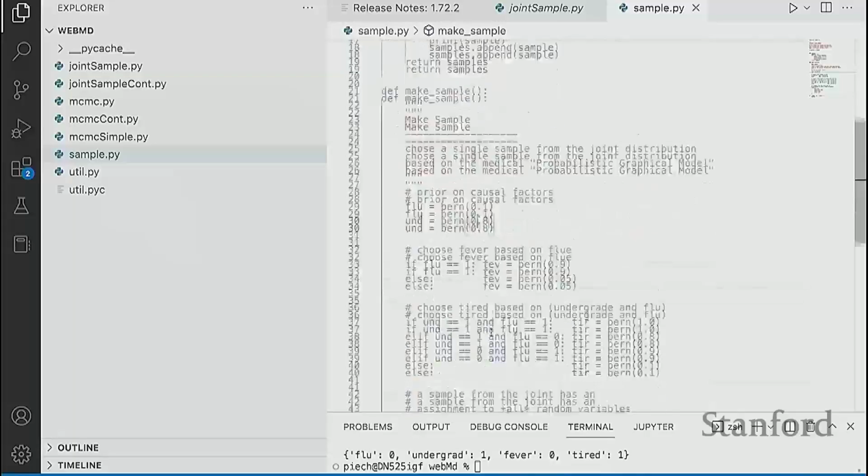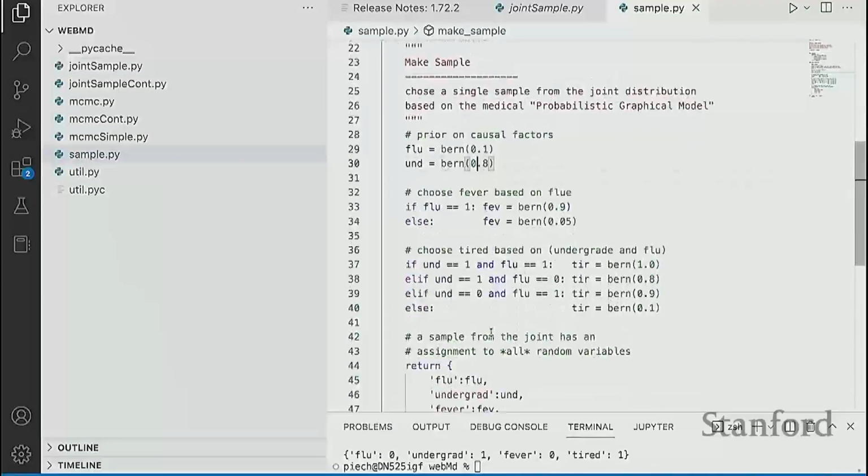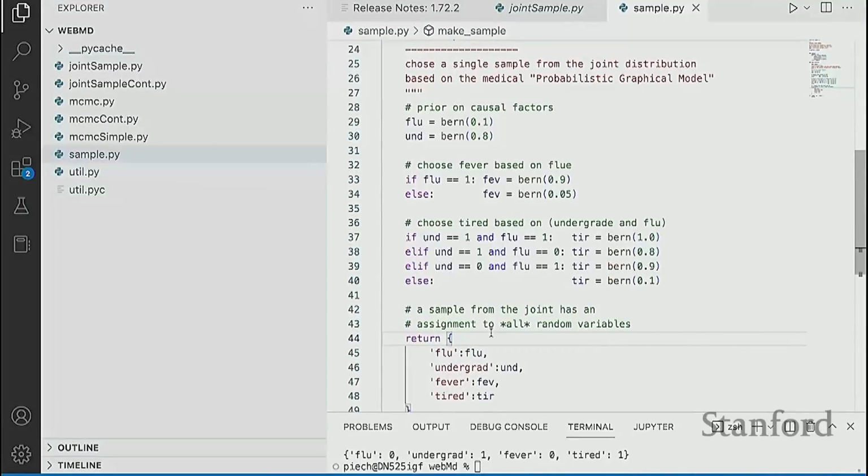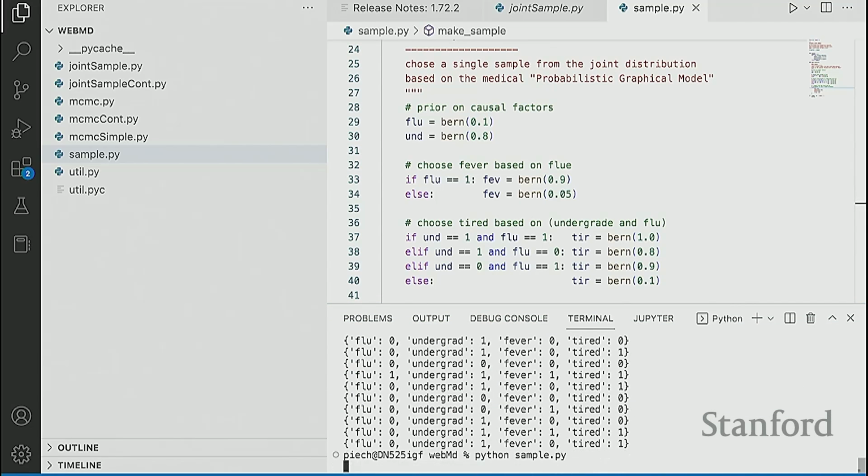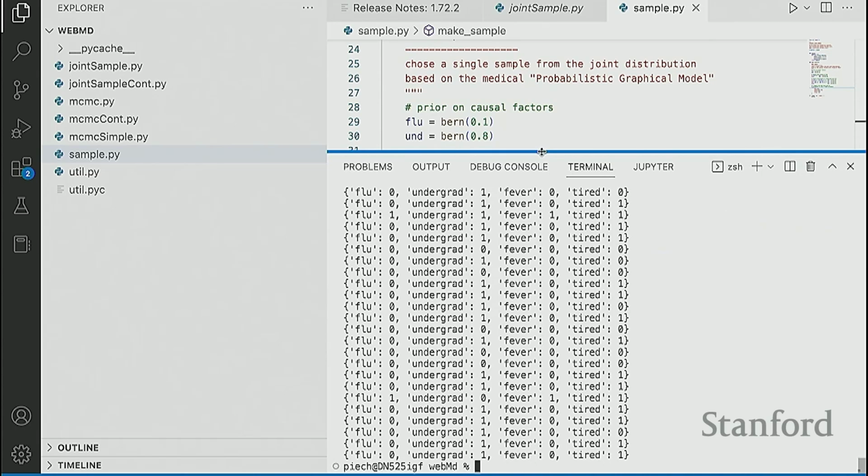I have my Bayesian network, and it's expressed as code. Particularly, you can write code that can draw a sample from the joint distribution. By draw a sample, I mean when I run this program, it starts making fake students who either have the flu, or are undergraduates, have a fever, or are tired. If you can write a program that can sample from the full joint assignment, so you're giving a value for every single random variable together jointly, that is an expression of the joint distribution.